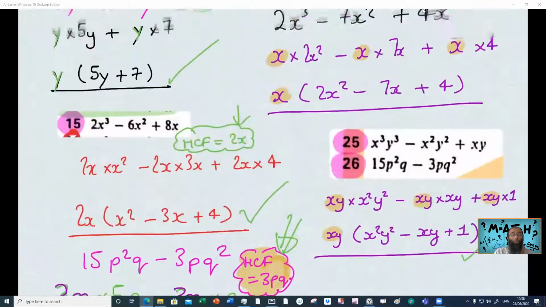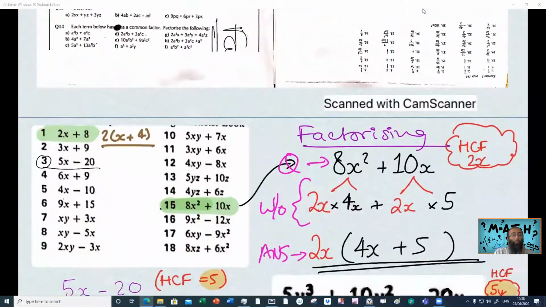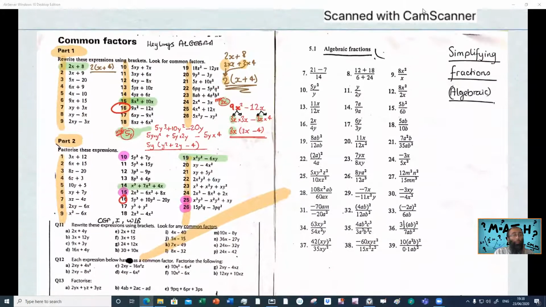And now you need to also go back and complete for me this homework, which is common factors, part 1 and part 2. So that's also part of your homework. That's homework as well.